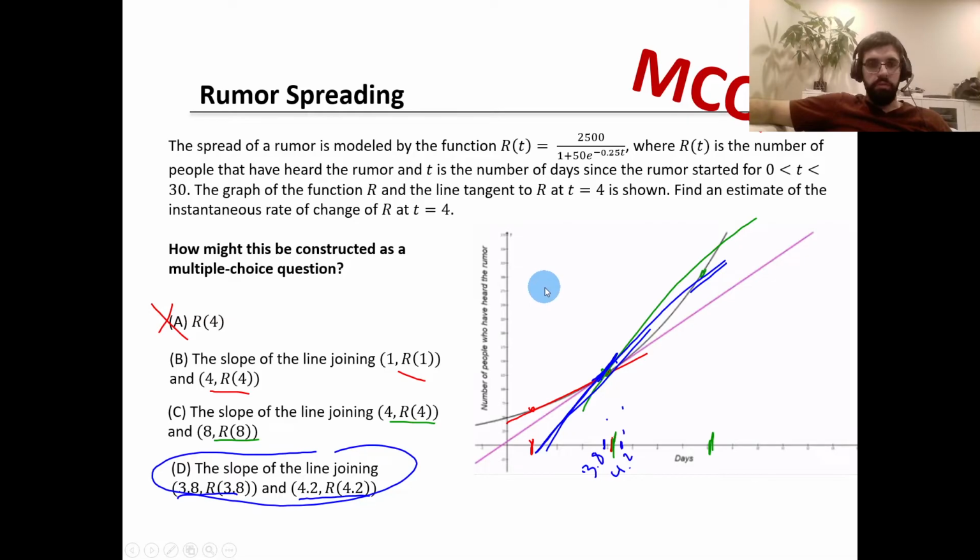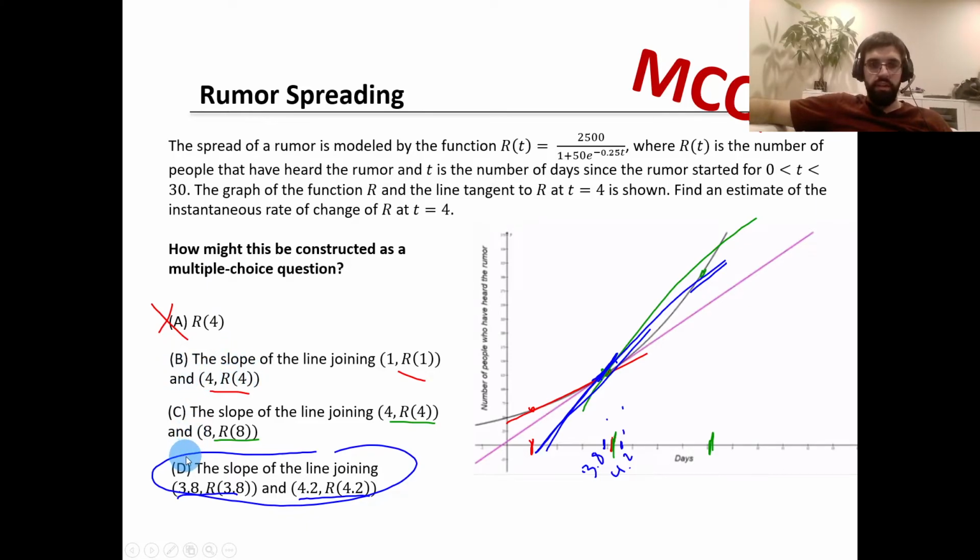So if we look at this as a multiple choice question, we're trying to find, okay, so we have 4 options. A doesn't make any sense. A is not a limit kind of question. It's not even a slope. It's just a value at r equals 4 or t equals 4.